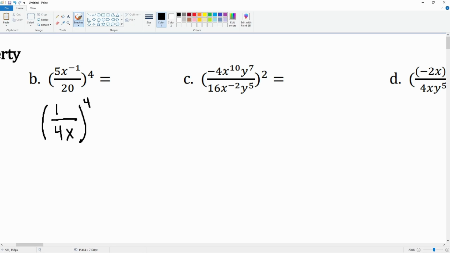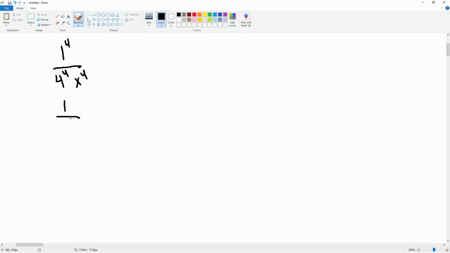Then we have it to the fourth power. Now we distribute: 1 to the fourth power, then 4 to the fourth power, and x to the fourth power. 1 to the fourth power just becomes 1, and then we need 4 to the fourth power. Right here, I would just recommend that you use a calculator. That's what I'm grabbing right now. So do 4 to the fourth power in your calculator, and you should get 256. Then you have x to the fourth power there. So that would be the final answer: 1 over 256 x to the fourth power.